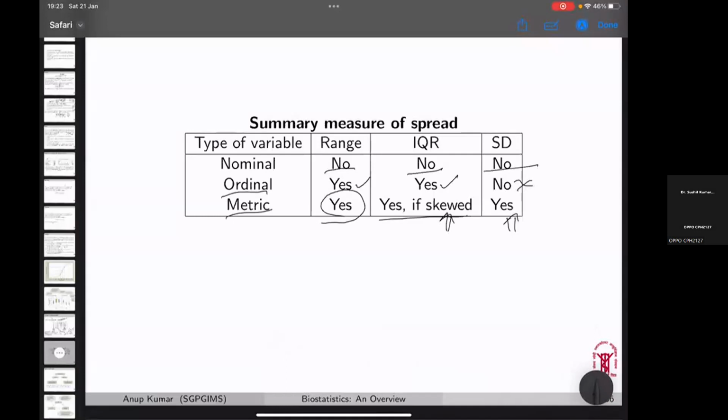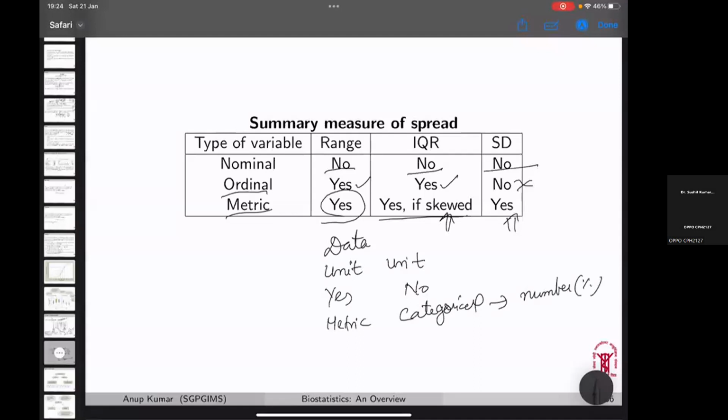Okay. So the summary of this talk is that, again, I reiterate, if your data have a unit, you will say yes, it is metric. If your data have no unit, you will say no, it is categorical. Categorical data is presented in terms of number and percentage. Metric data is presented in terms of mean and standard deviation, or median with quartiles.